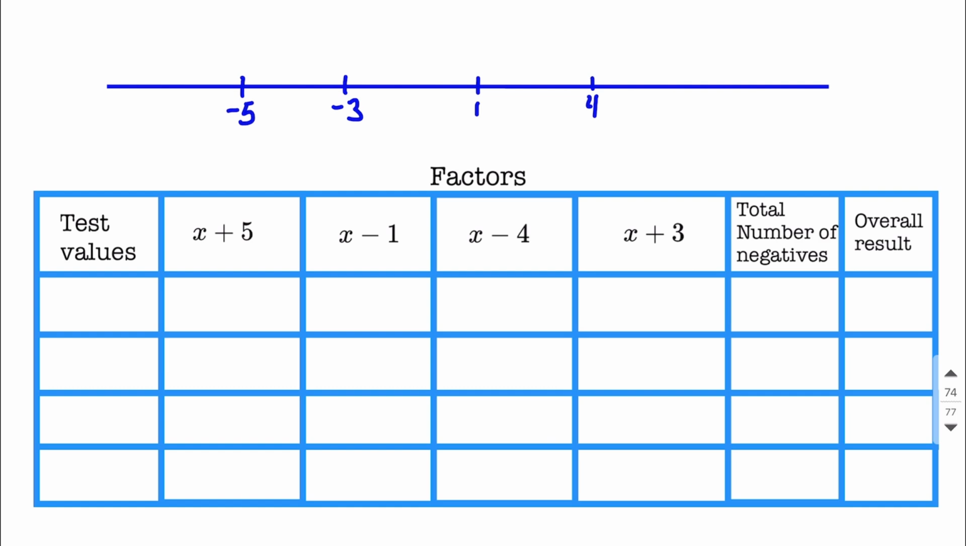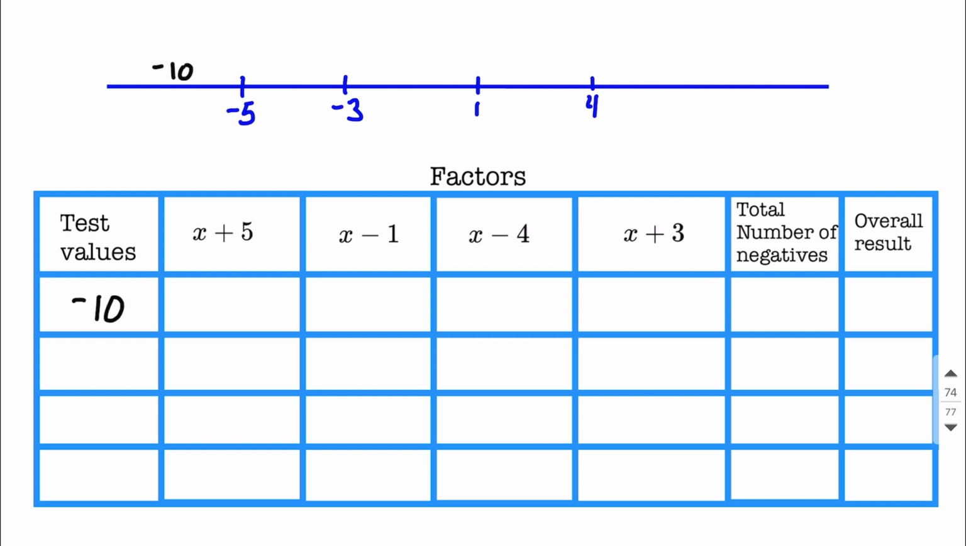And what I've done on my table is I've listed out all of our factors across the top here. If you happen to have a repeated factor, meaning something was squared or the exact same factor occurred twice, just go ahead and list it twice. That's probably the easiest way to do this. Next, let's pick out some test value in each section of this number line. So to the left of negative 5, I don't know, negative 10 fits out there. So let's make that our test value.